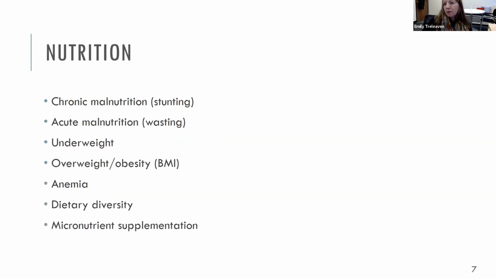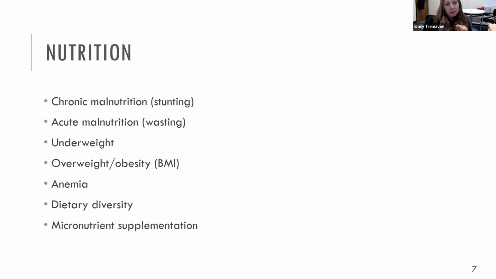In terms of nutrition, most often programs will take children's height and weight measures, and using that information combined with their age in months and sex, they can estimate which children are chronically malnourished or stunted, and that's low height for age, which children are acutely malnourished or wasted, and that's low weight for height. We can also look at underweight, which is weight for age, and also flag children that are overweight or obese, which is typically measured using body mass index or BMI.